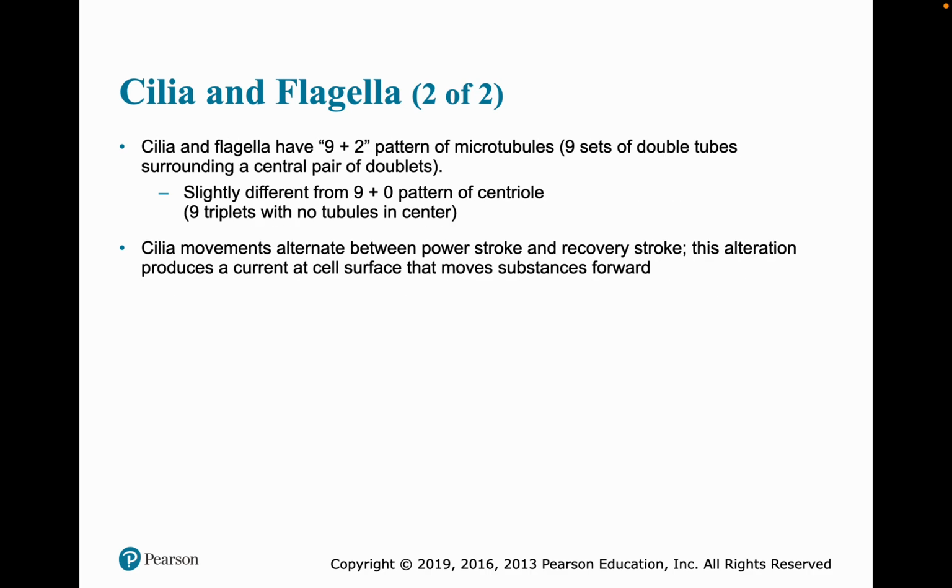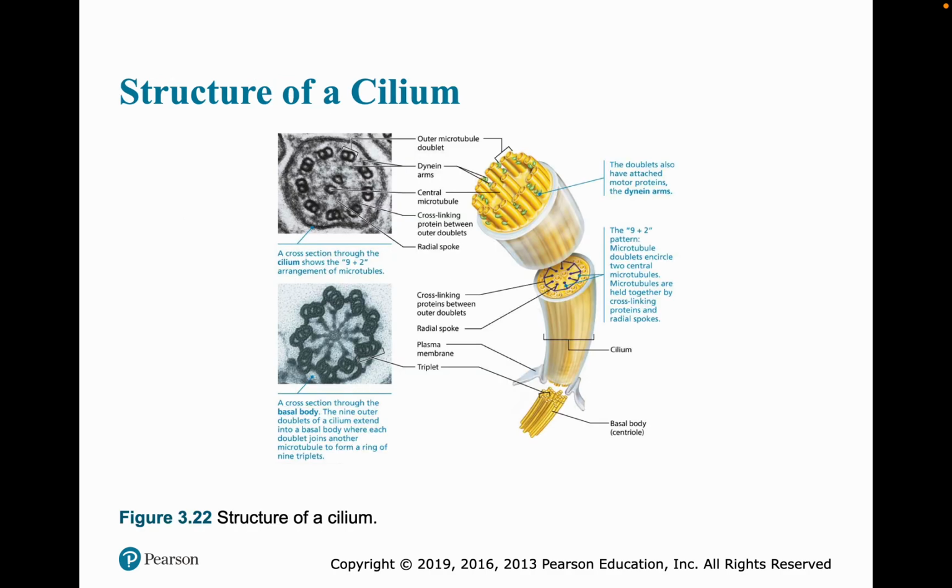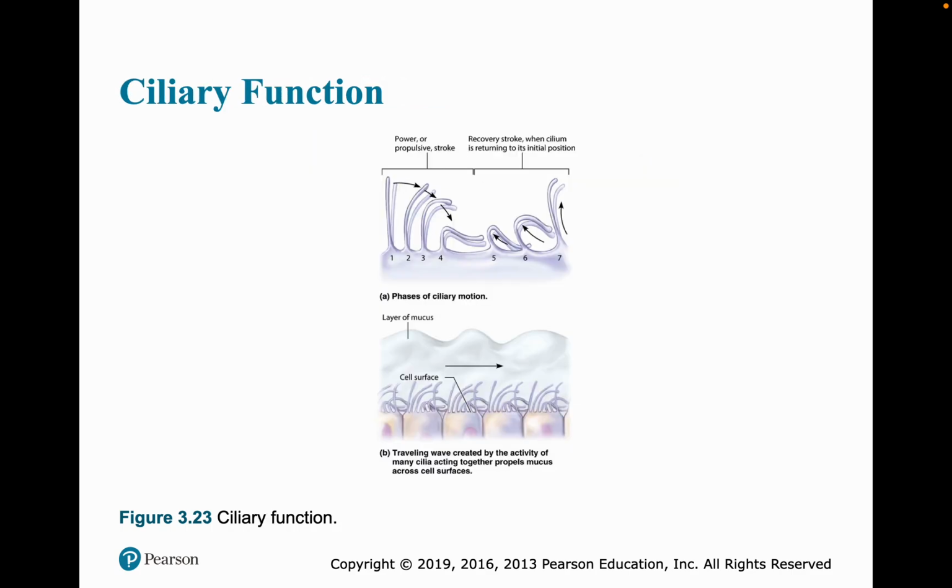Cilia and flagella have a 9+2 pattern of microtubules, so 9 double tubes surrounding a central pair of doublets. And cilia movements, again, alternate between a power stroke and a recovery stroke, which gives you a current that moves things across the cell. As shown here.